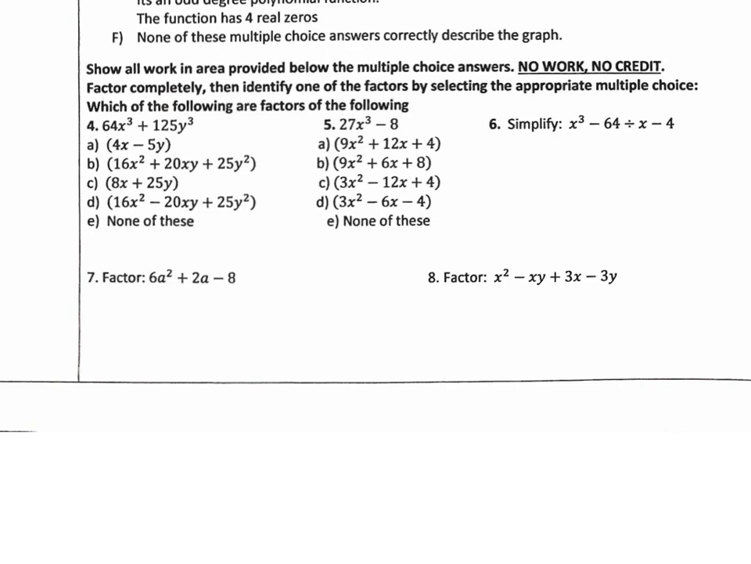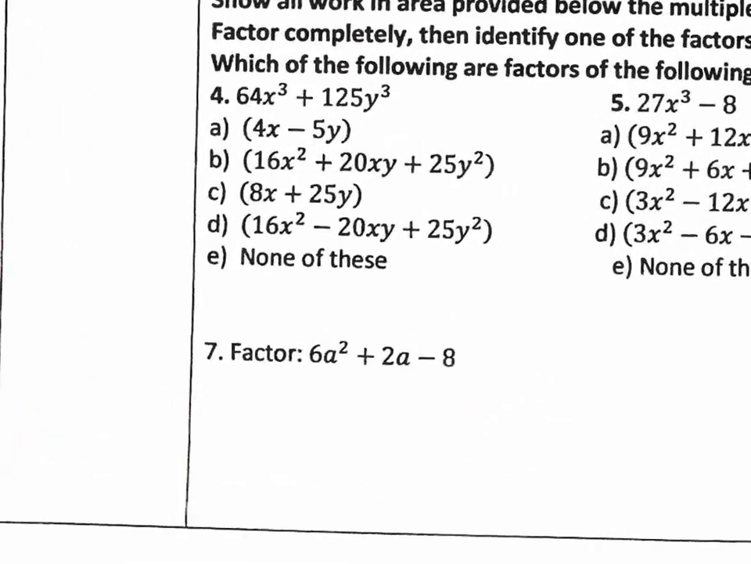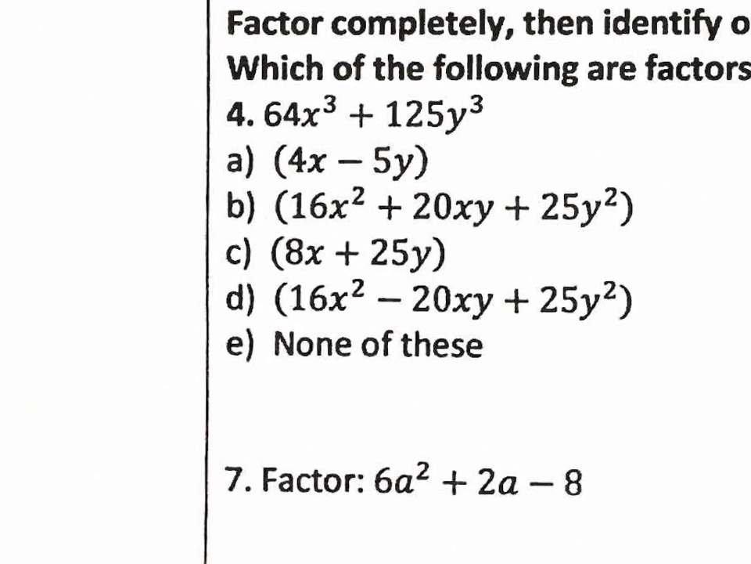You know what? I'd rather do 4. 4 is a little bit more challenging than 5. So I'm going to be jumping around on this test. If you want the other problems, you could watch the other videos that I've already uploaded. So right here, what could we do to factor? You can't pull out a GCF, but what could you do?